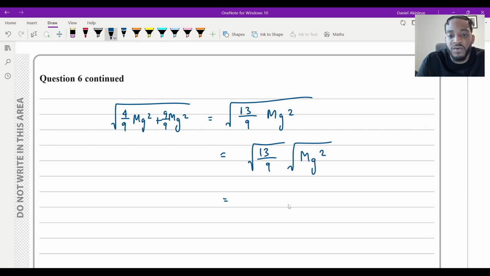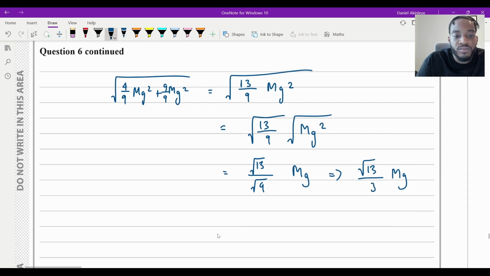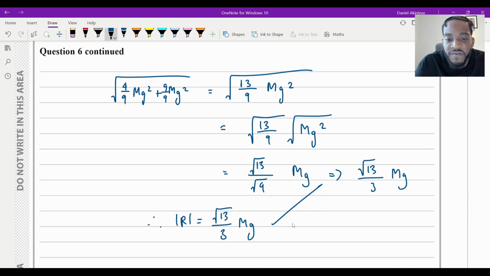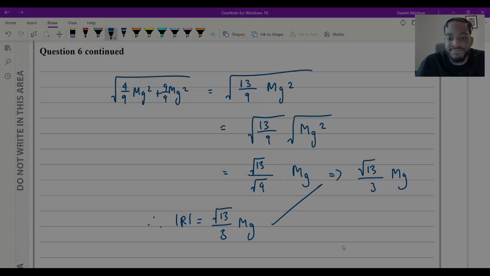Now this one on the right is very simple. This is just going to become mg. And then this one, from our surd laws, we can say is the same as the square root of 13 over the square root of 9. So therefore, we could just tidy it up and say that this is equal to root 13 over 3 mg. So therefore, the resultant at A will just be equal to root 13 over 3 mg. And that will give you 3 marks for part D. Now let's go into part E.